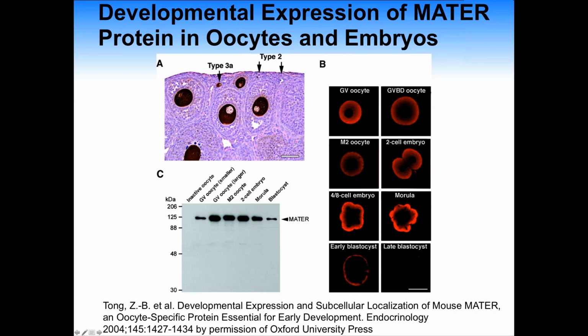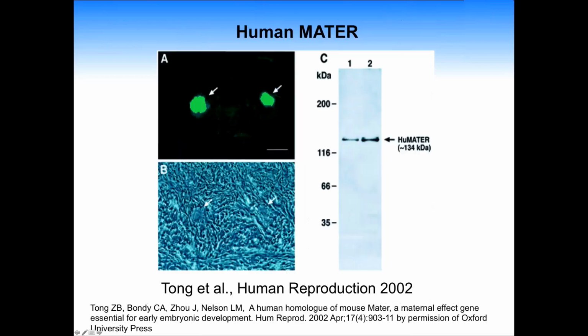And you can see here that in the very early stage primordial follicles, this protein is not expressed. But as soon as that follicle becomes activated and starts to grow, you see expression. And here on this Western blot, you see that it actually stays in the embryo out to the blastocyst stage, and it's not really gone until the late blastocyst stage, as demonstrated here. So this is an interesting finding based on a mouse model of the human disease.